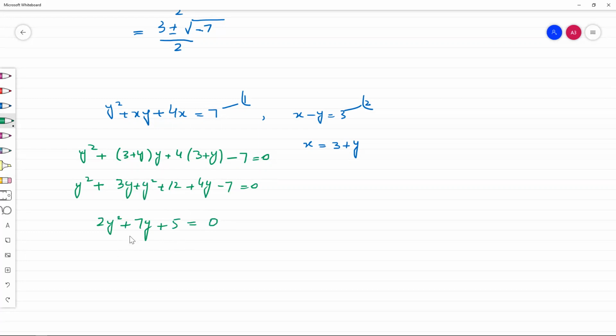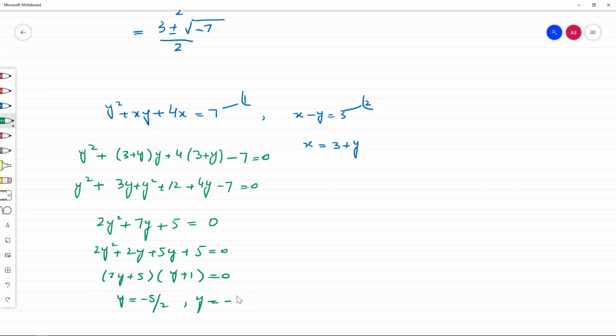The factors of this: 2 into 5 is 10, and 5 into 2 is also a factor of this, so 2y square plus 2y plus 5y plus 5. I'm going to write it down directly. It would be 2y plus 5 and y plus 1 equal to 0. So y is equal to minus 5 by 2 and y is equal to minus 1.